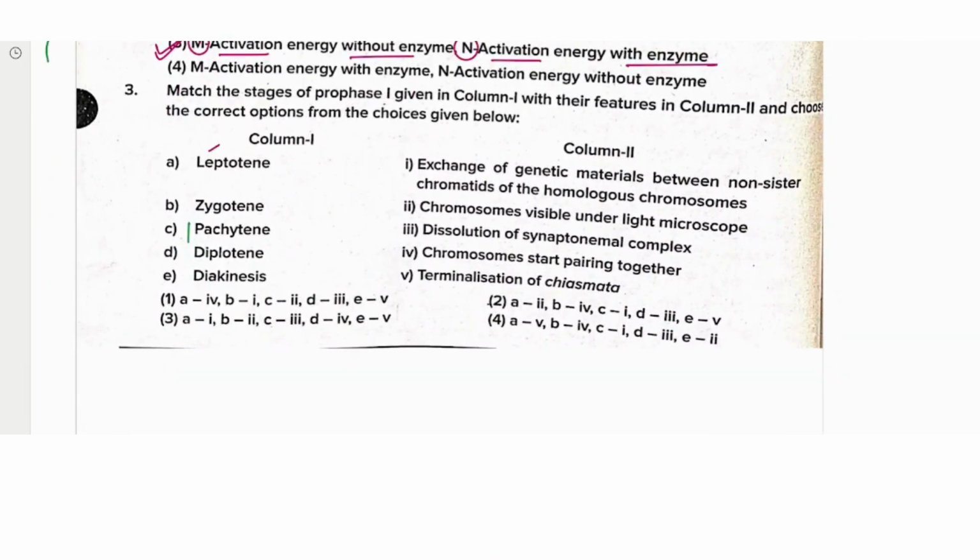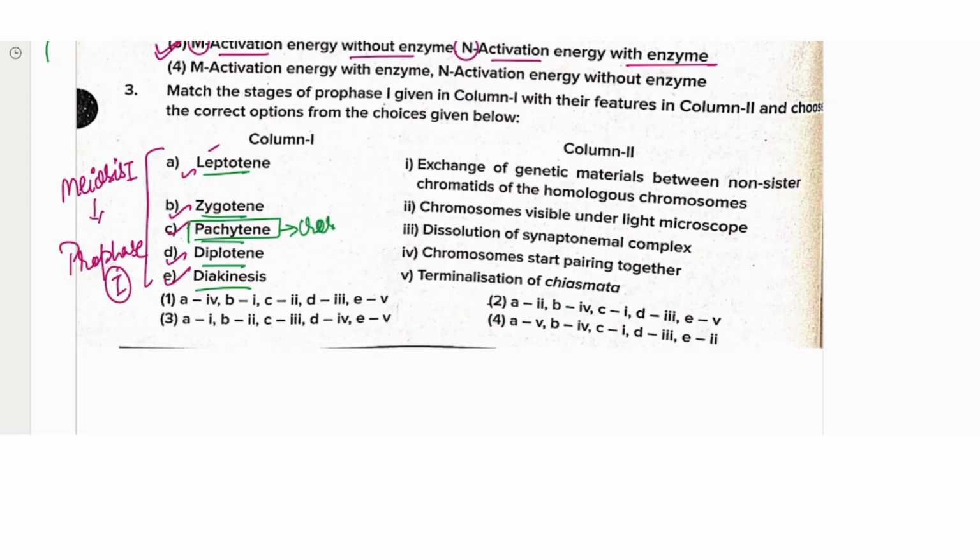Next, a few stages are given: leptotene, zygotene, pachytene, diplotene and diakinesis. These are all stages of meiosis I, in the prophase I of meiosis. In these five events, different changes happen to the chromosomes. The simplest one to identify is the pachytene stage, in which crossing over takes place between the non-sister chromatids of the homologous chromosomes.